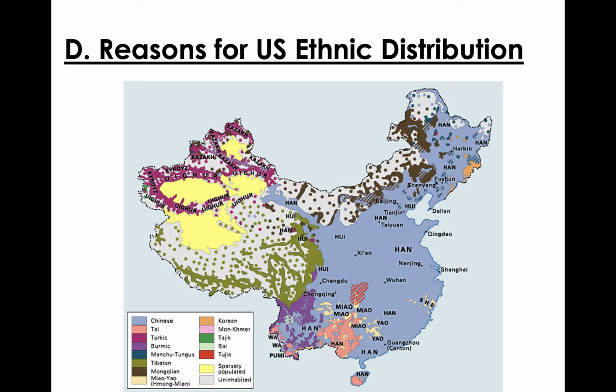So looking at reasons for U.S. ethnic distribution, and I know we're looking at China here, and we see very many of the many Chinese ethnicities. They are not all Chinese, but we have Chinese, Thai, Turkic, Burmic, Manchu, Tungus, Tibetan, Mongolian, Hmong, Korean, Khmer, Tajik, Bai, Tujia, or sparsely populated areas or uninhabited areas. So we see a lot of different groups, a lot of diversity in China.